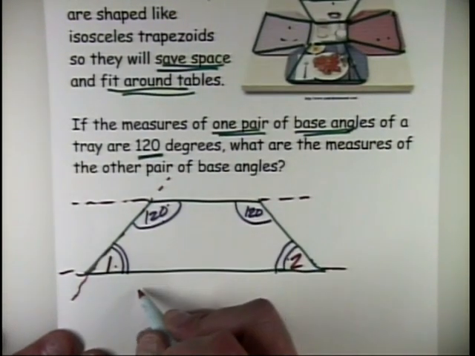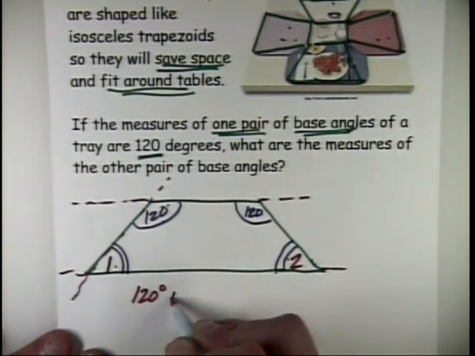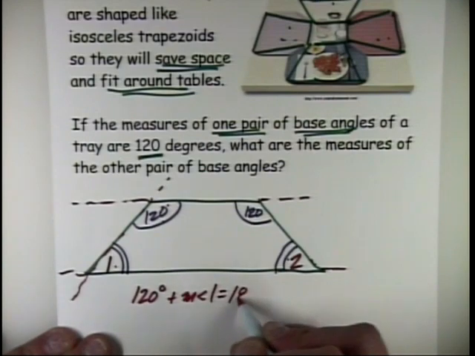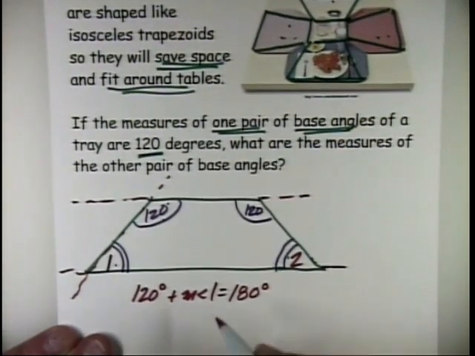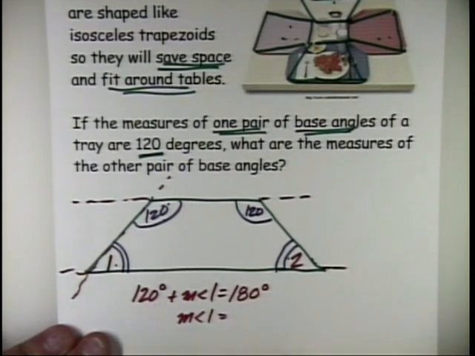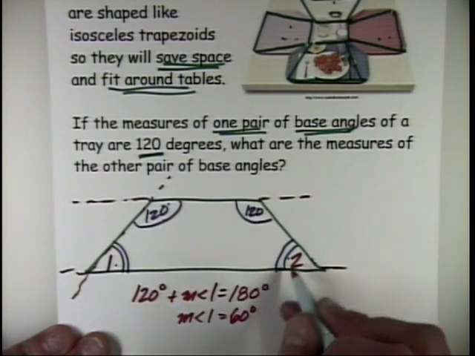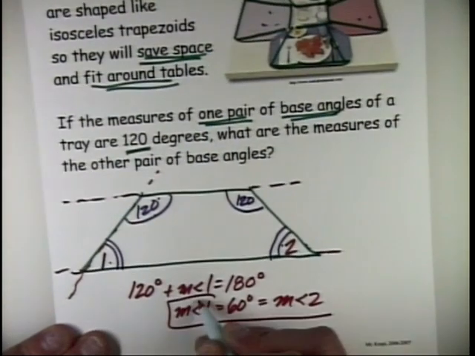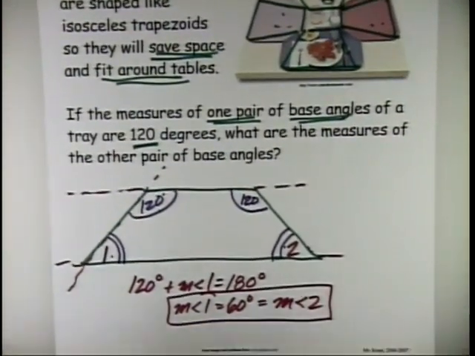Okay? So I know that 120 degrees plus the measure of angle 1, since they're consecutive interior angles, has to equal 180 degrees. And boy, that's a real easy equation to solve. The measure of angle 1 equals 180 minus 120, and that equals 60 degrees. Well, since it's an isosceles trapezoid, that also equals the measure of angle 2, and believe it or not, we are done. So now we're hungry, we can go raid the fridge.